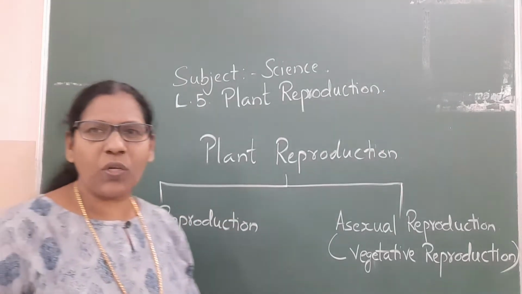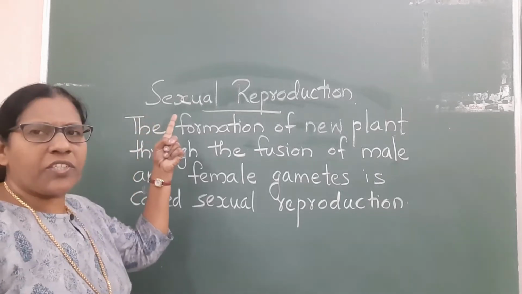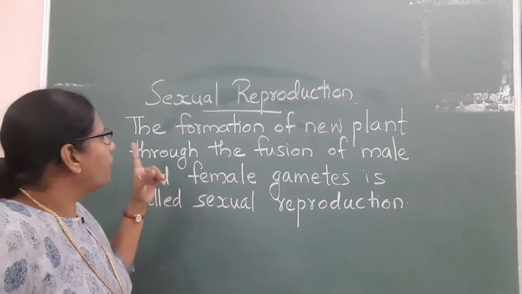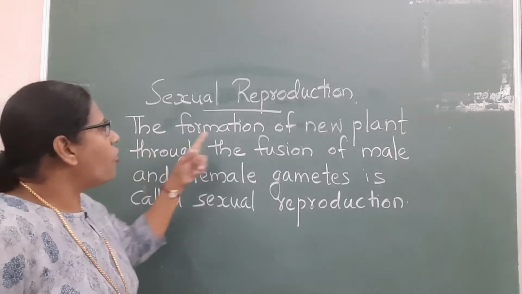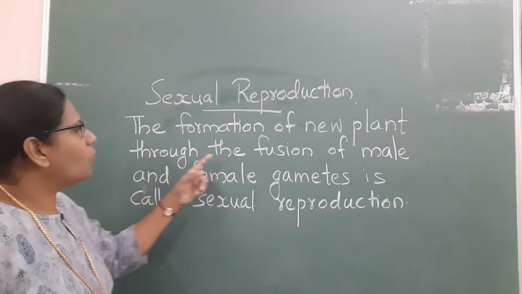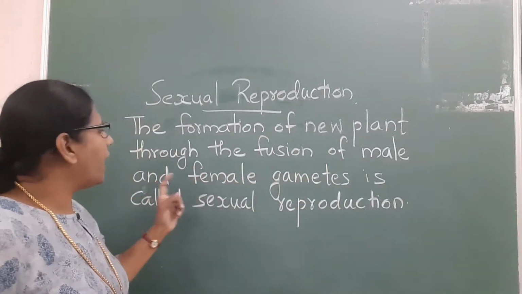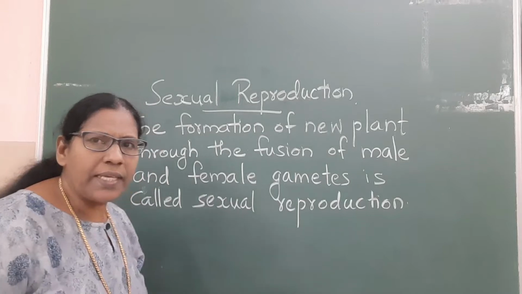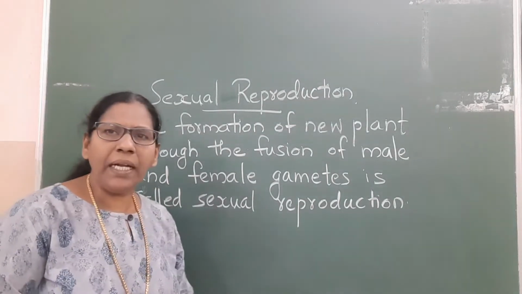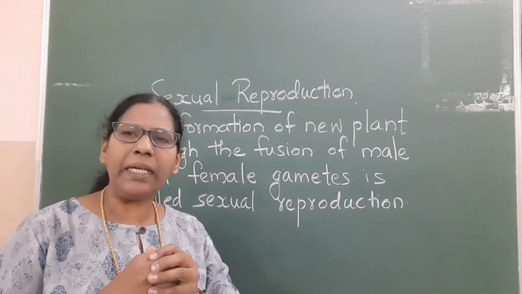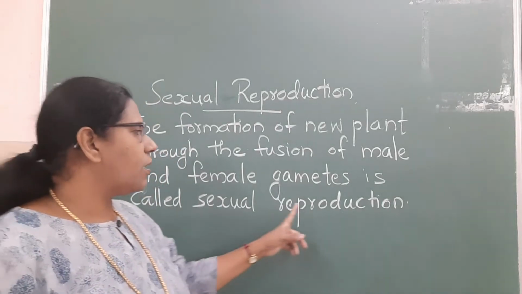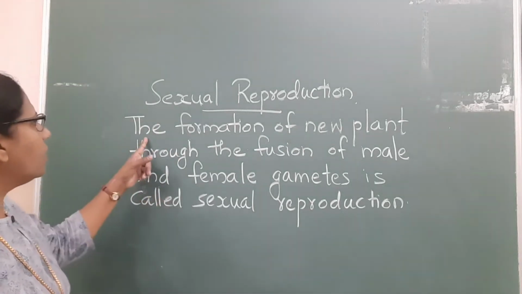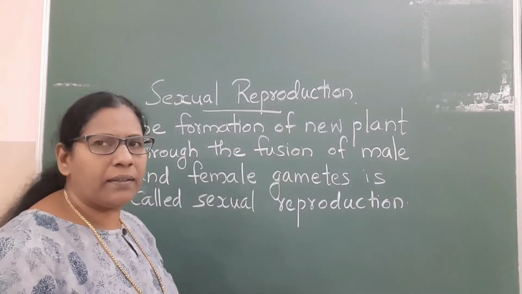First, we'll see sexual reproduction. In sexual reproduction, actually what happens, that is what we are going to see. What is sexual reproduction? The formation of a new plant through the fusion of male and female gametes is called sexual reproduction. In sexual reproduction, the male gamete fuses with the female gamete and then fertilization takes place.